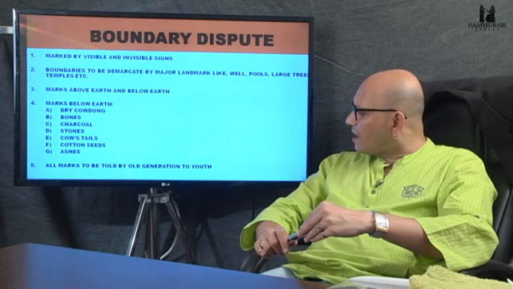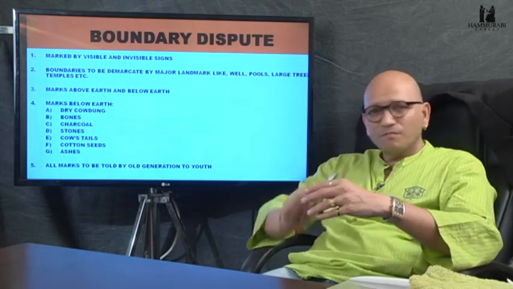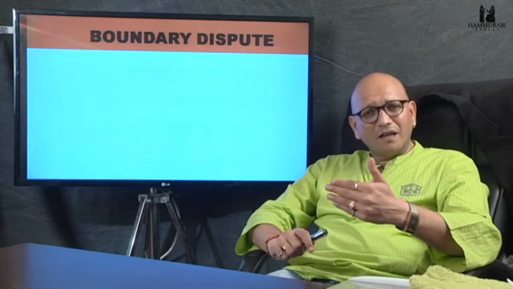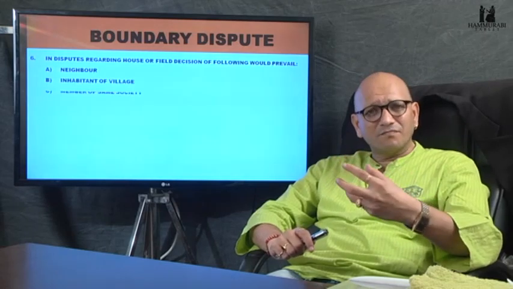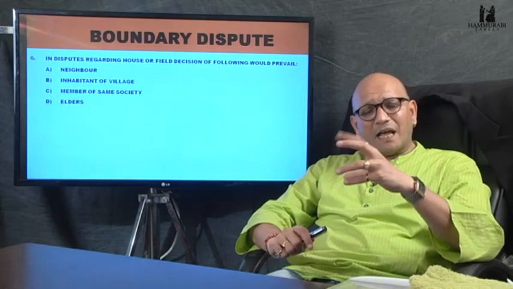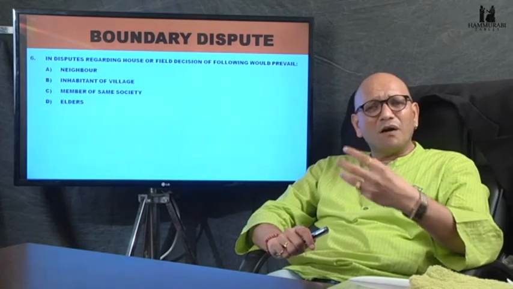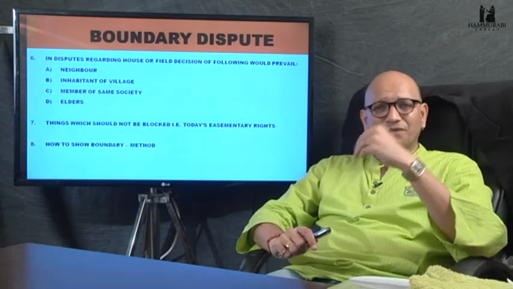Then we have all marks to be told by the old generation to the youth. This is actually passing on information. The grandfather passes to the father, who passes to his son. The young generation will not know these invisible marks which are below earth. So for them to understand, it is absolutely necessary that the information regarding the invisible boundaries should be communicated from one generation to another generation.